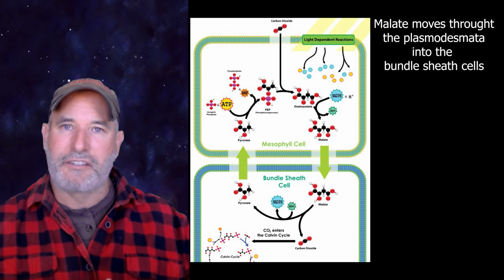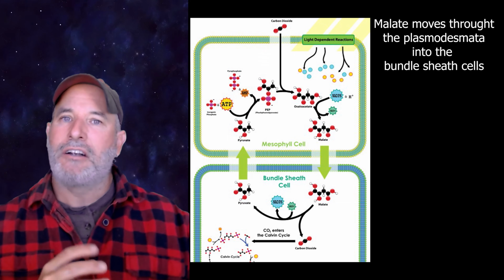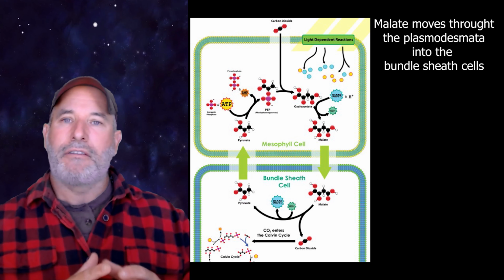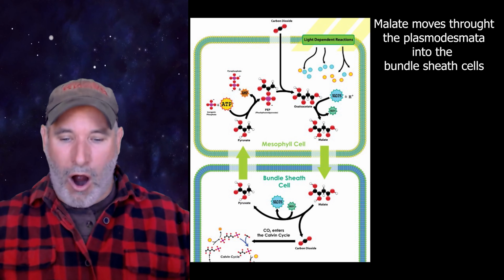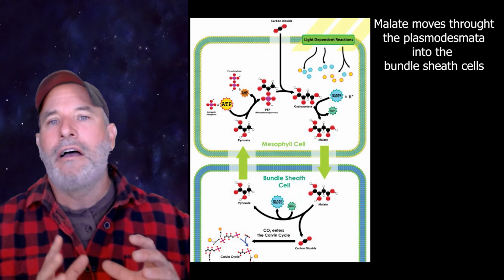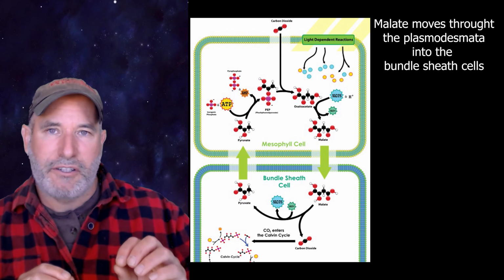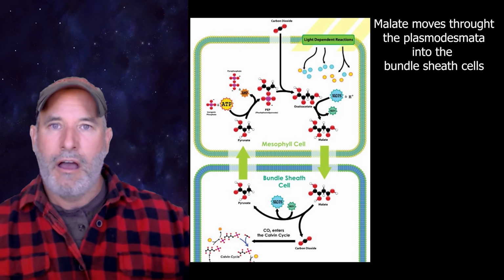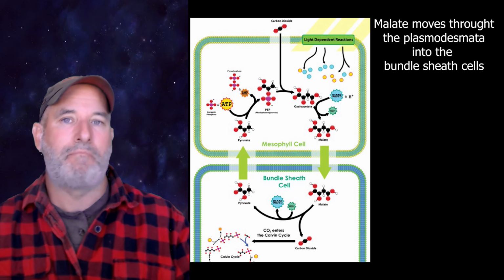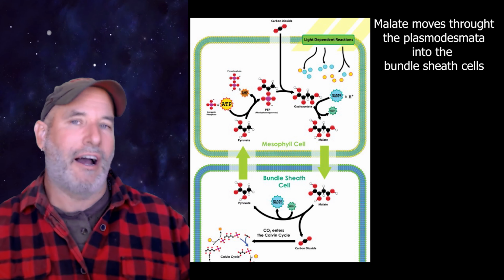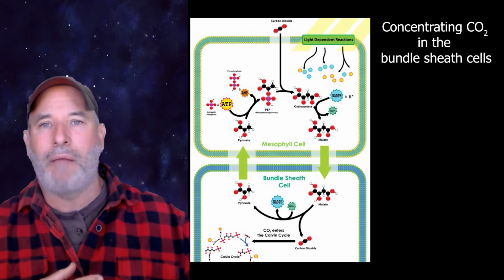So then oxaloacetate inside the mesophyll cell will get further reduced by NADPH. Now, here's where the concentrating mechanism occurs. Through the plasmodesmata. Well, you remember learning that, right? Plasmodesmata are connections between different types of cells. By moving the malate from the mesophyll cell into the bundle sheath cell, okay, what's going to happen in the bundle sheath cells is a carboxyl group is going to pop off and it's going to form carbon dioxide. So what I'm doing is putting carbon dioxide into the bundle sheath cell. So I'm concentrating it there.